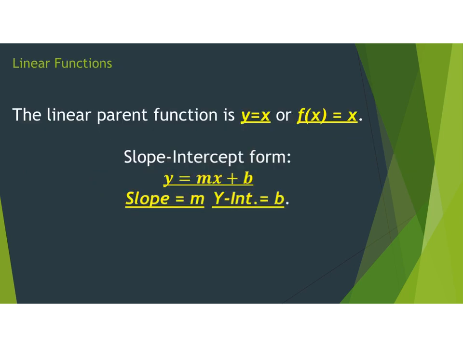The linear parent function is y equals x, or in functional notation, f of x equals x, which is really just another way to say y. Slope-intercept form is a common form of writing these linear functions, and that is y equals mx plus b, where the slope is m and the y-intercept is b.